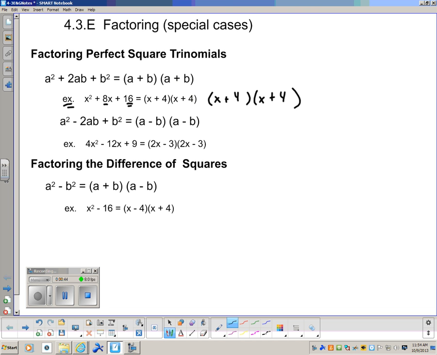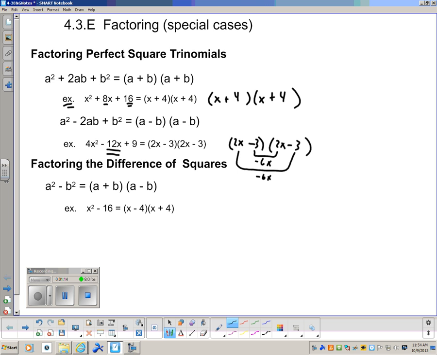All right, and then down here, you can do the same thing. I can look at this one here, think what times what gives me 4x squared, 2x and 2x. What times what gives me 9? It'd be a 3 and a 3, and then to get a minus in here, I need a minus and a minus. So if I check my inners here, I get a minus 6x, and I check my outers here, I get a minus 6x, and they do add up to give me a minus 12x.